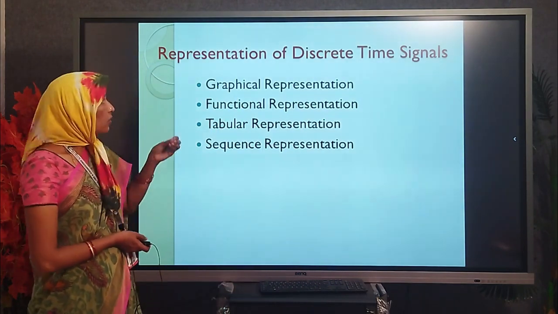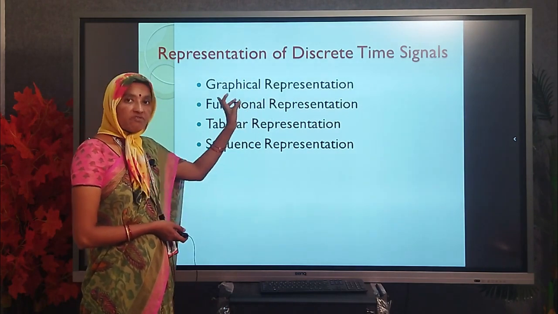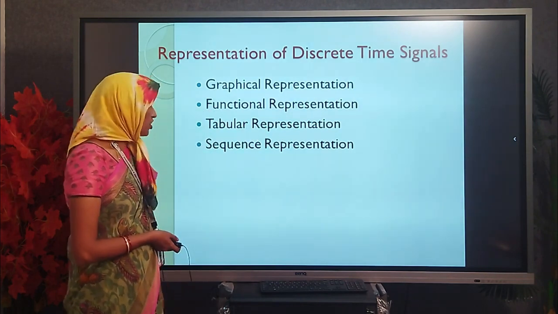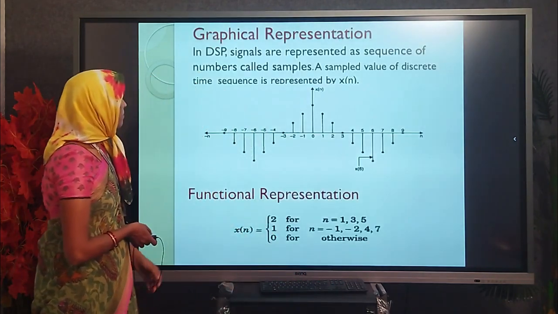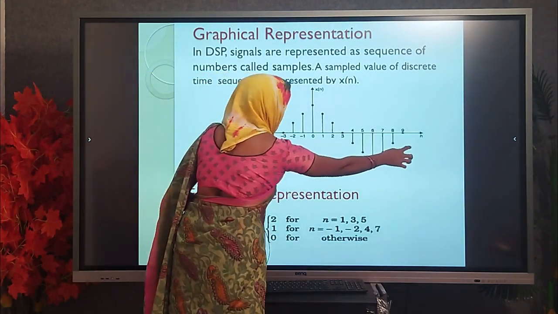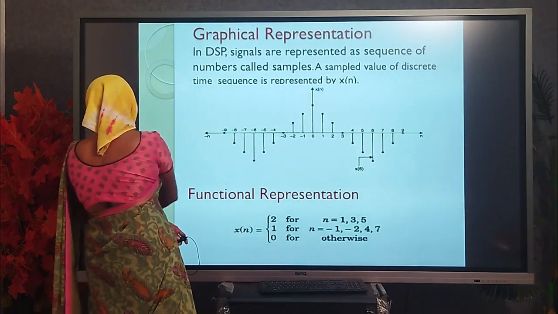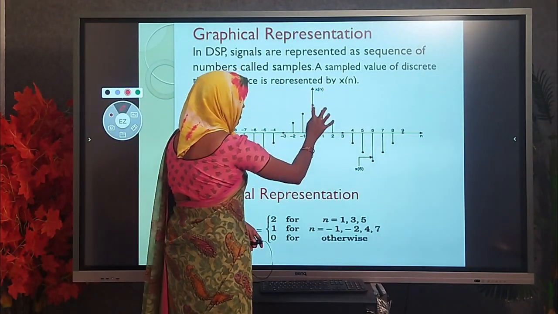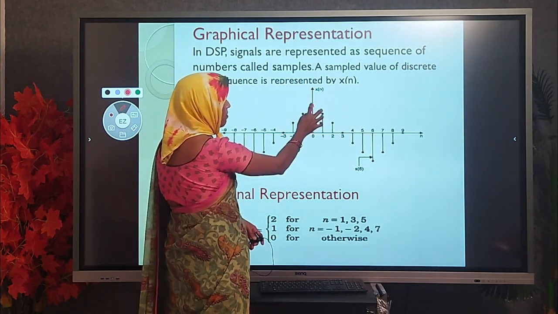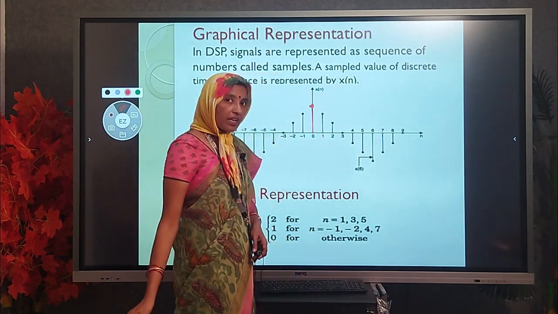Before that, let us see how to represent the signal. Signal may be represented in various ways like graphical representation, functional representation, tabular representation and sequence representation. Let us see about one by one. So here the signal is represented in the form of a graph. Here n indicates the time index, and this one indicates the amplitude of this particular sample. For n equal to 0 some amplitude, n equal to 1 some amplitude. So this signal is represented in the form of a graph.